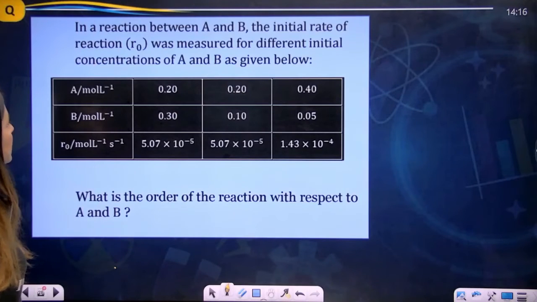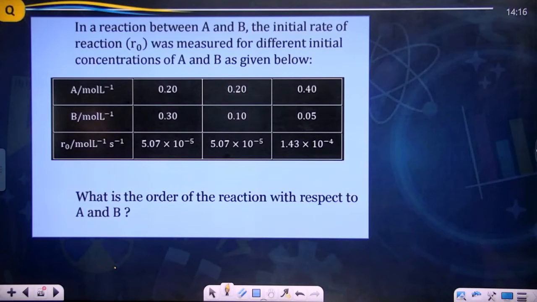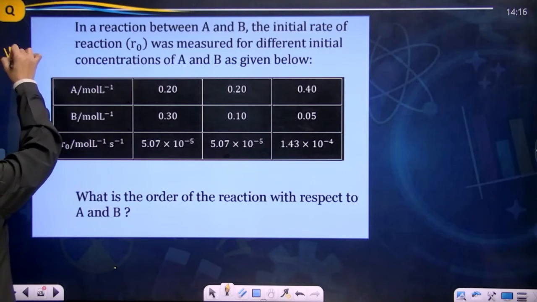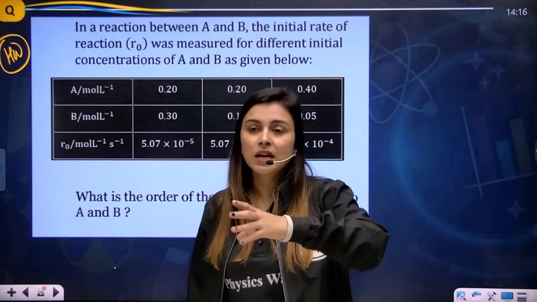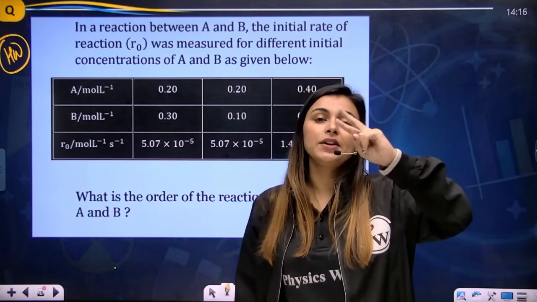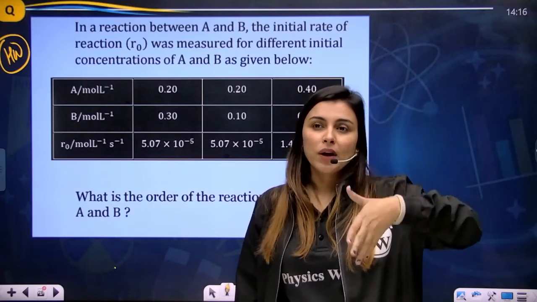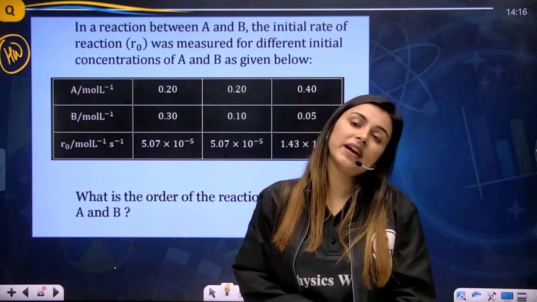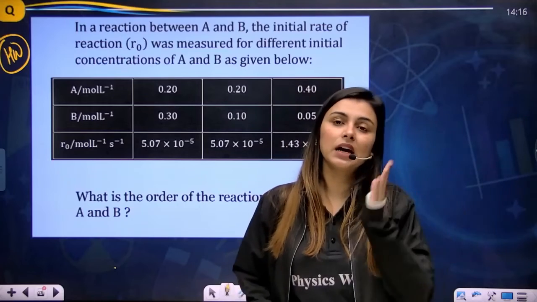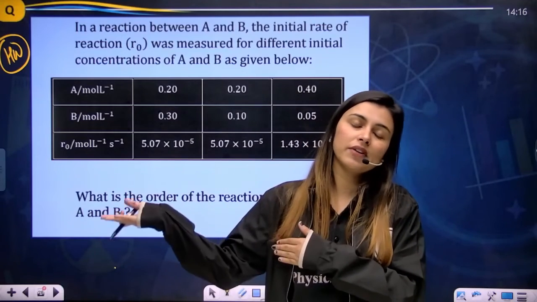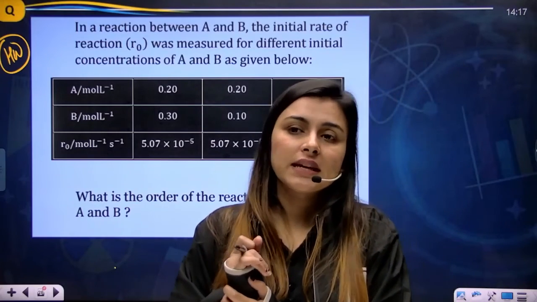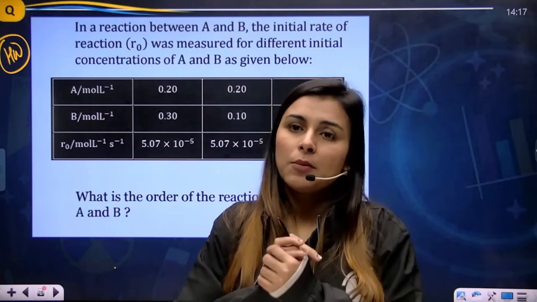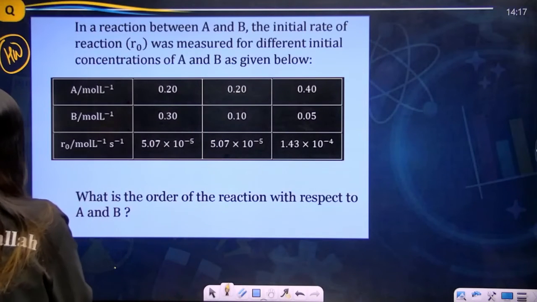The next question says that in a reaction between A and B, the initial rate of reaction was measured for different concentrations. This is your homework question, my dear students. We just did a question exactly like this. You have to make 3 equations and then take 2 such equations where you can cancel one of the reactants' concentration and find the order with respect to one reactant, and in the other 2 equations you will find the order of the other reactant. This is how you will be solving these types of questions. I hope you're clear with this. Perfect, my dear students. Now we can move forward.